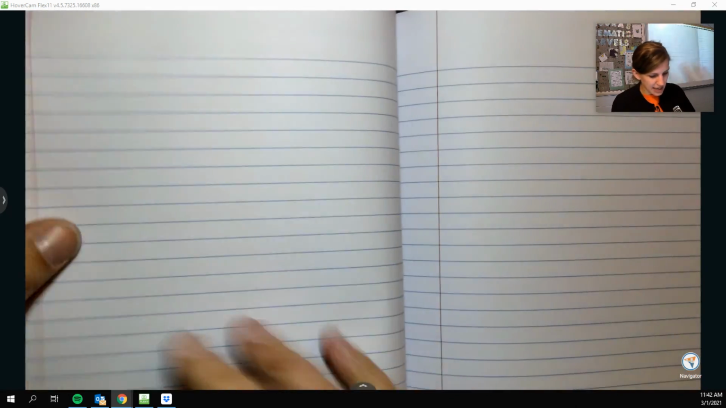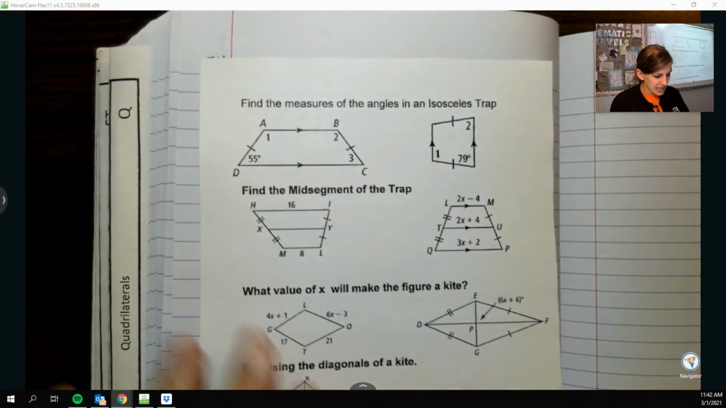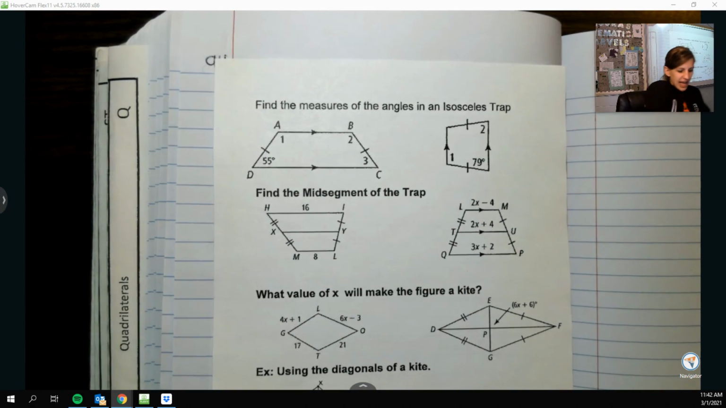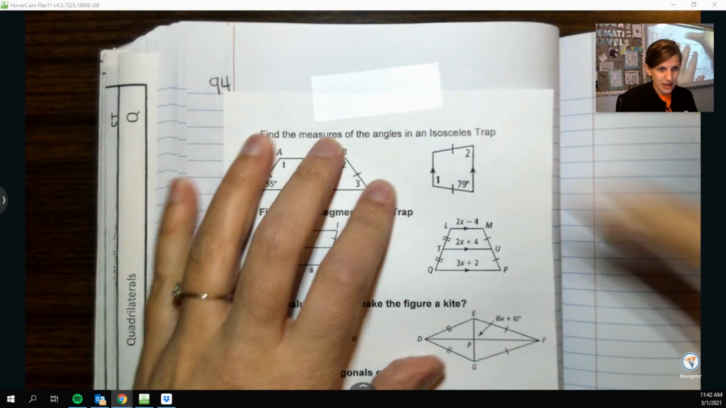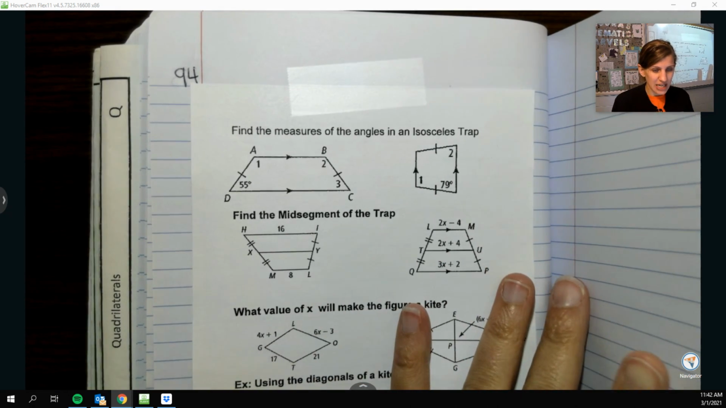Turn the page right behind 93. We'll have 94. And this one here that's got the trapezoids at the top will go on 94. And that'll be it. I'm so sorry if that one was a little bit confusing. Hopefully we're ready to go with quadrilaterals when I see you next.